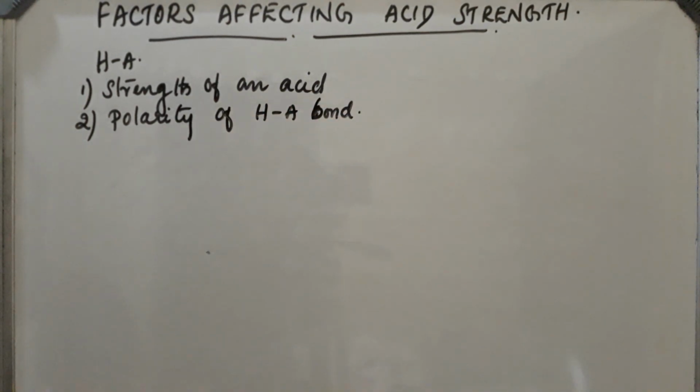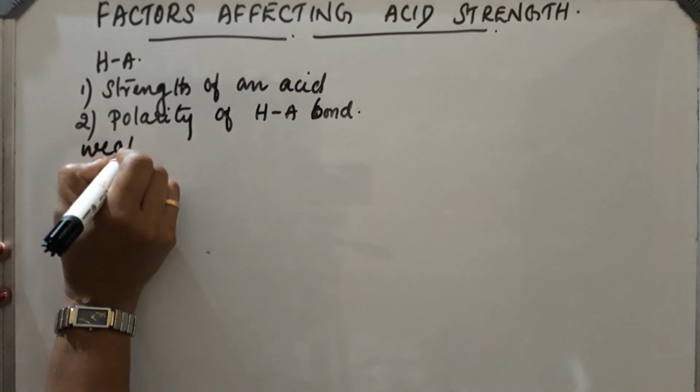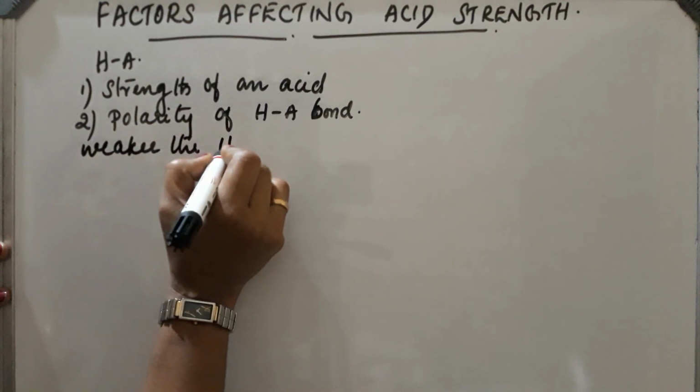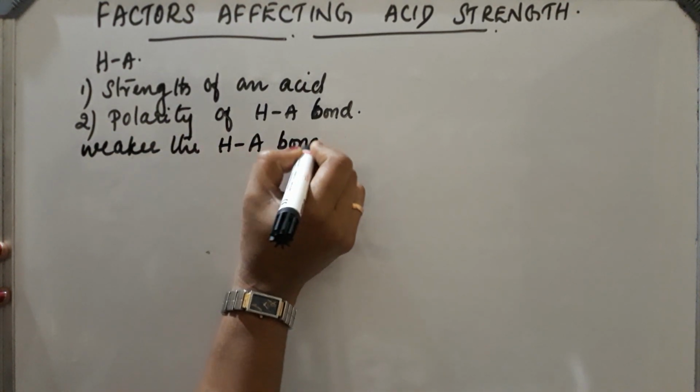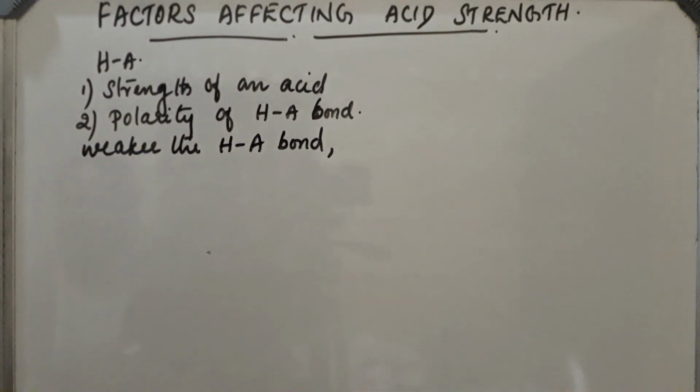So, if an acid is acidic, it means the HA acid breaks easily and forms H plus ions. Then we can say that the acid is strong, or acidic strength increases. So, first point, strength of the HA bond. The weaker the HA bond, what happens? More easily it dissociates and forms H plus ions. So in that case we can say that the acid is strong or acidic strength increases.